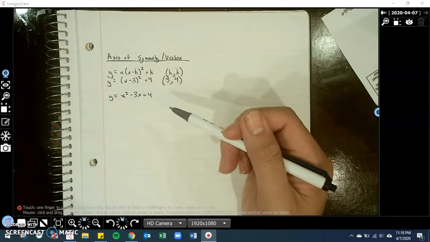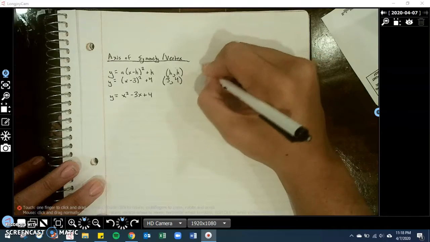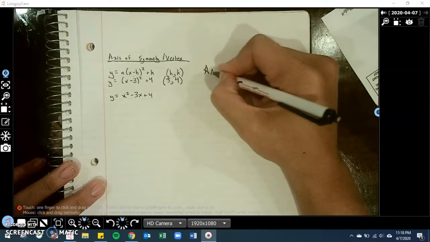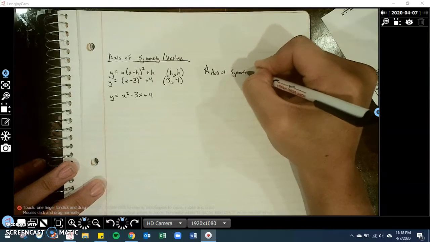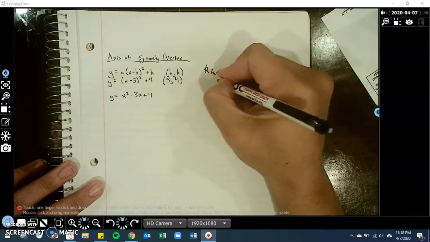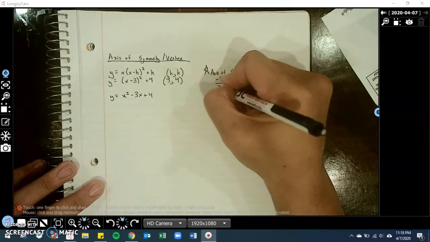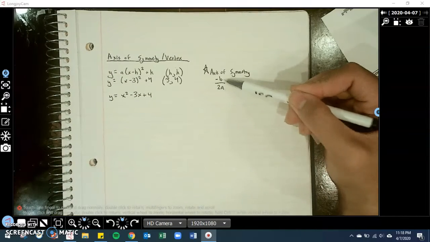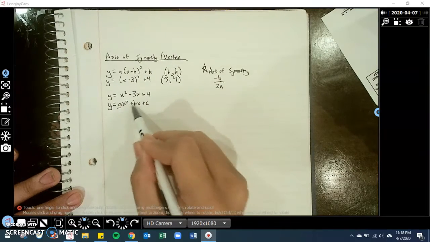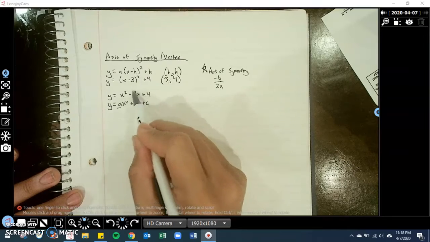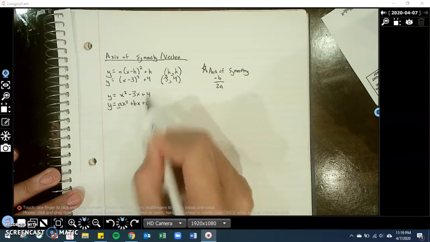What I'm going to do is introduce a formula, and I'm going to put it in here. I'm going to put this big star next to it. This is going to be how we find our axis of symmetry, okay? And this formula is going to be negative b over 2a. Hopefully you remember b and a look very familiar, because I remember that in our standard form of a parabola we had ax squared plus bx plus c, a being our coefficient behind x squared, b being our coefficient behind x, and c just being the number.